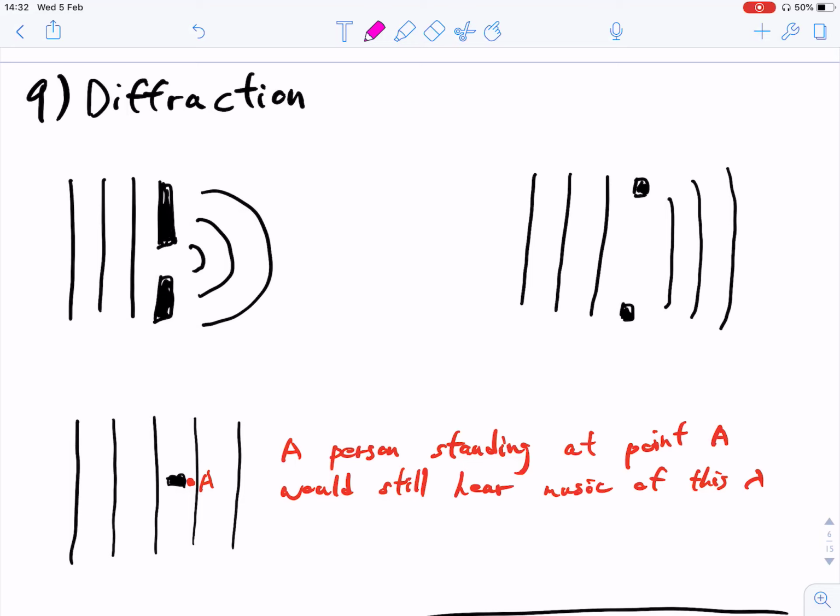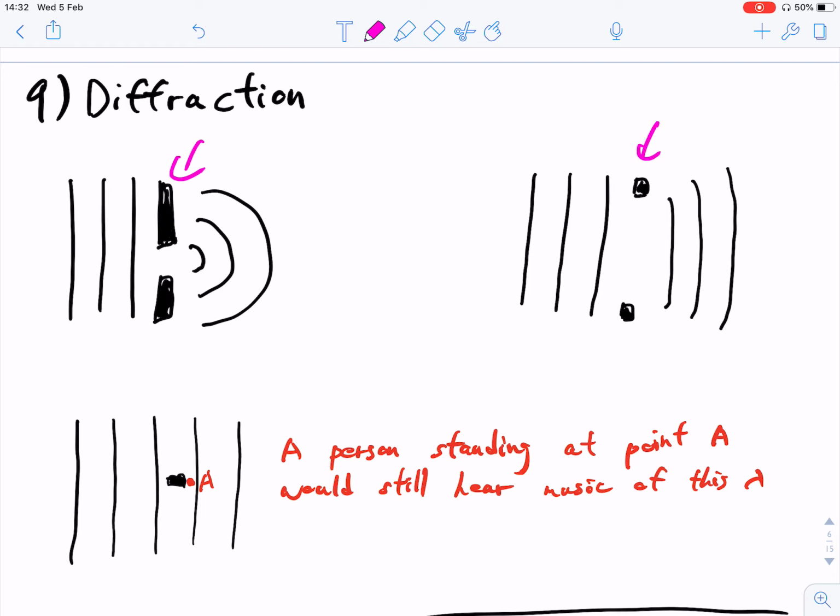Hi guys, we're looking at the ninth video on the topic of diffraction. There are two main types of diffraction that we need to concern ourselves with. One is through a wall, as you can see in both of these cases here.